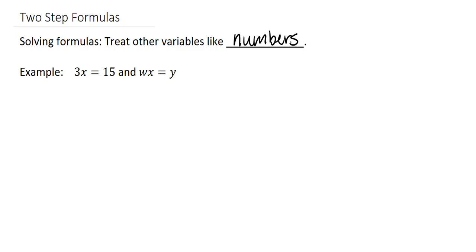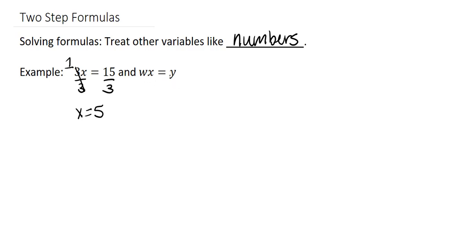So in this example, we've done this before where we have 3x is equal to 15. All we have to do is divide by 3 on both sides. This just becomes a 1, so then it's really just x. 15 divided by 3 is 5. So x is equal to 5. We've done this before, but now we're going to look at it in a different way.